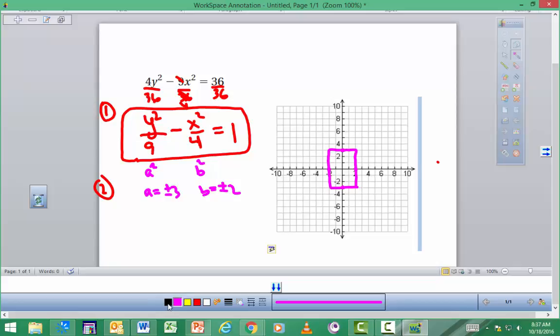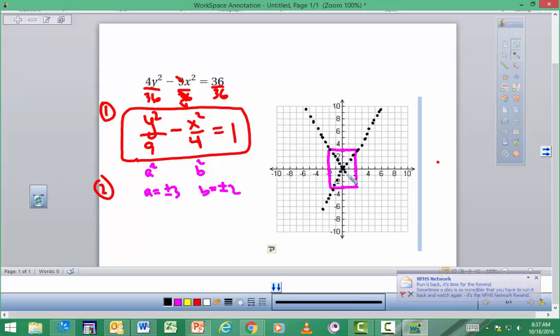Now after that, you want to draw in the asymptotes. Now the asymptotes go right down the diagonal, so sometimes you'll use a dashed line to draw in the asymptote. That's fine. So you got this asymptote going. And you have an asymptote that goes down the other diagonal as well. So we'll just draw that in. Try to get this going here. Okay.